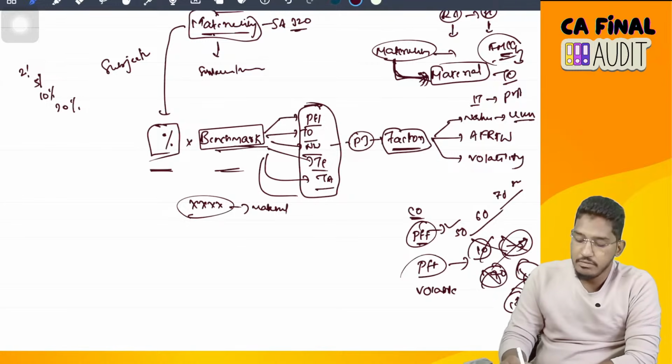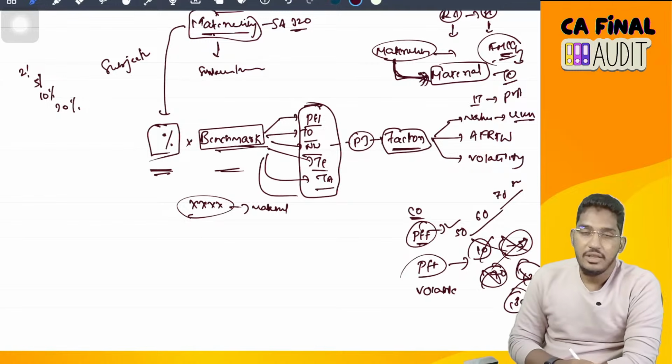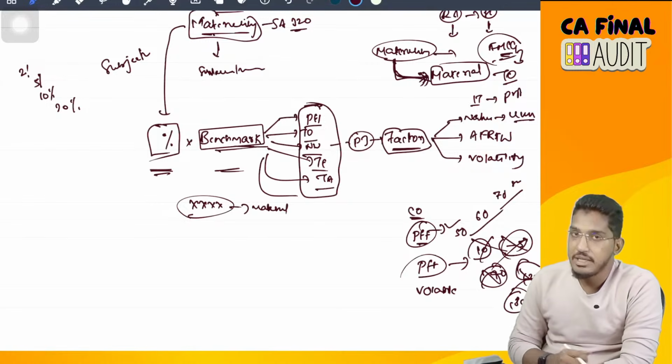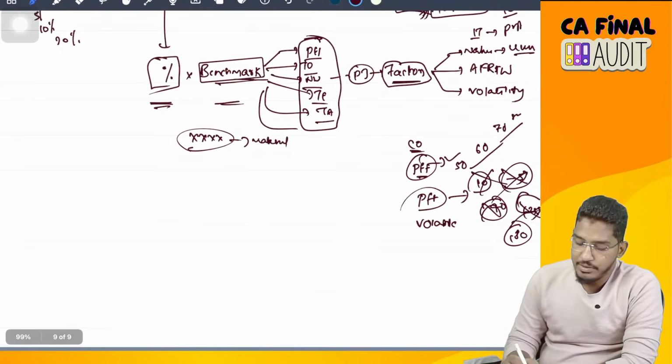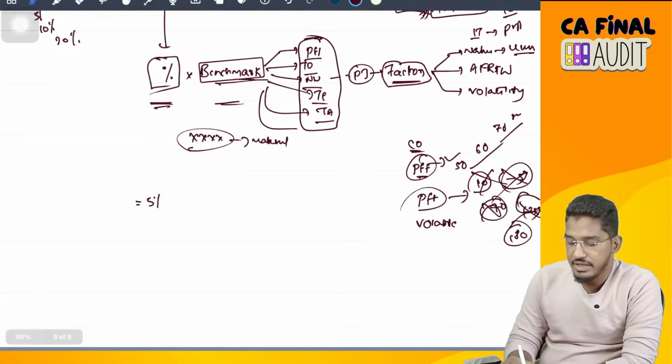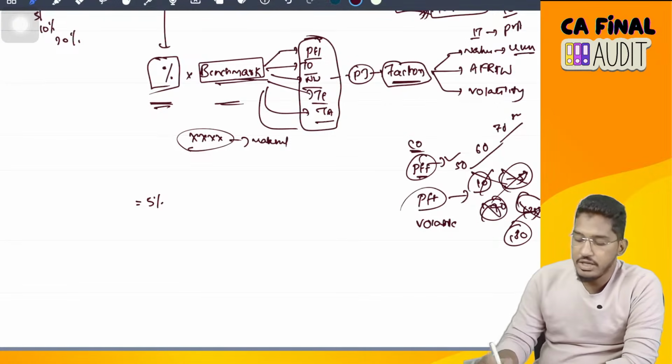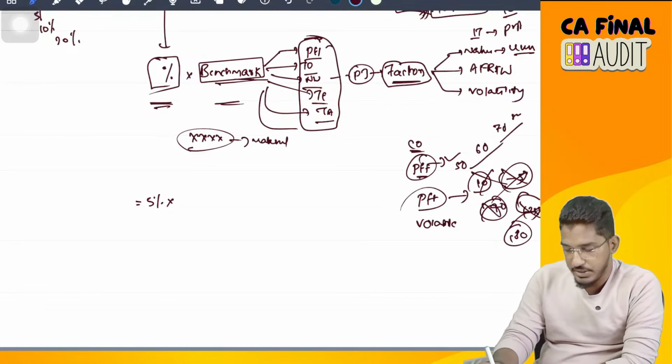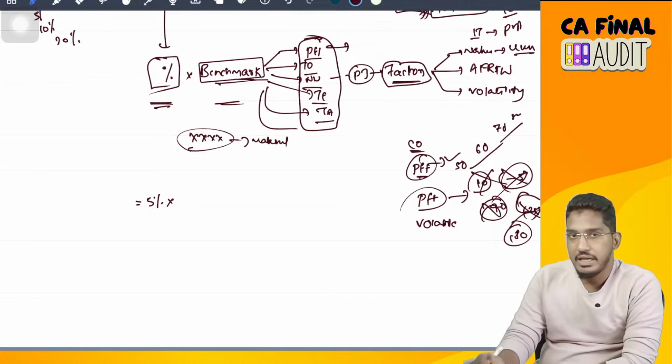That chosen benchmark will be multiplied with the chosen percentage. The resulting figure which you are going to get, you call it as materiality. Say, for example, using my professional judgment, I have decided 5%. And considering all the factors, I have taken profit as a benchmark. Now I have to take the profit figure.